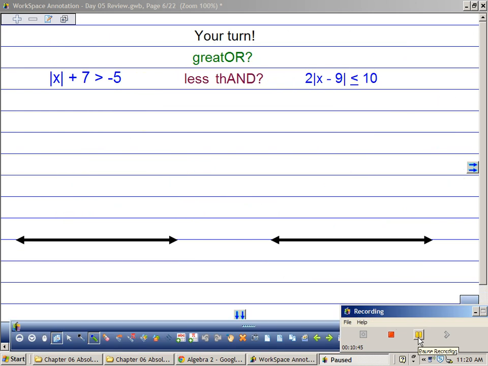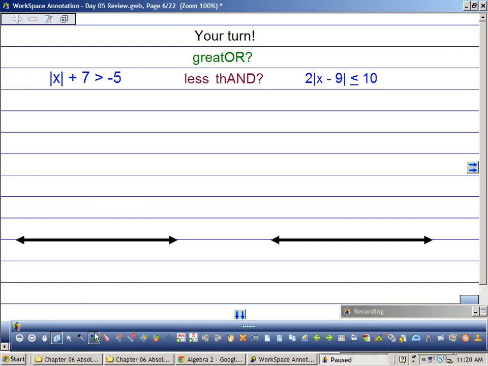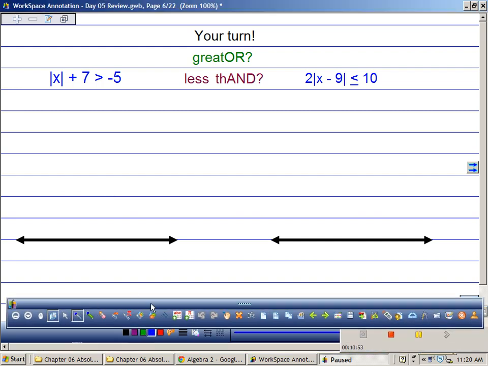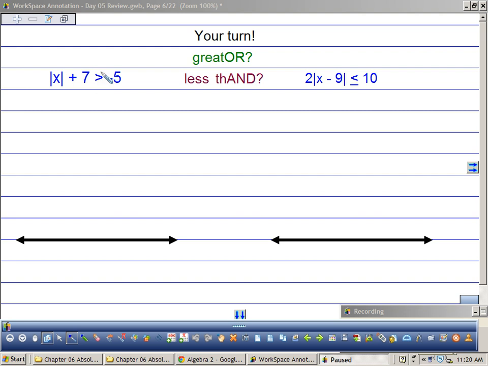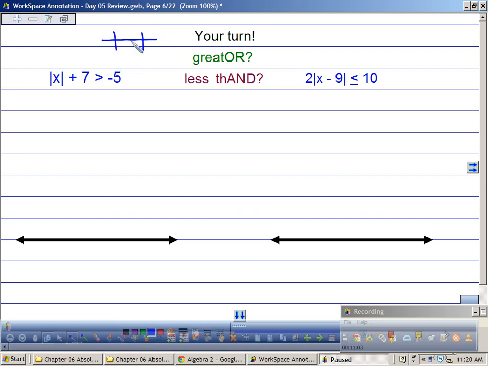Okay, so let's talk about this first one. I know I have here your turn, but let's talk about this first one before you get started on your own. This one says greater, so what's that going to look like on a number line? Is that going to be going away or towards? Greater means away, right? It's going larger than the numbers, so like this.